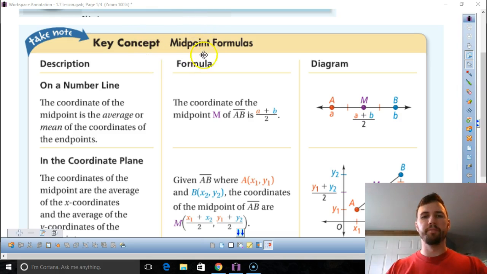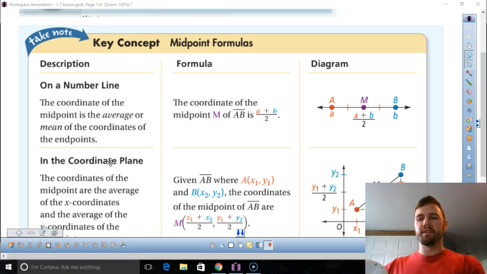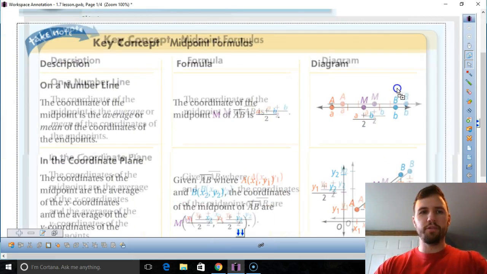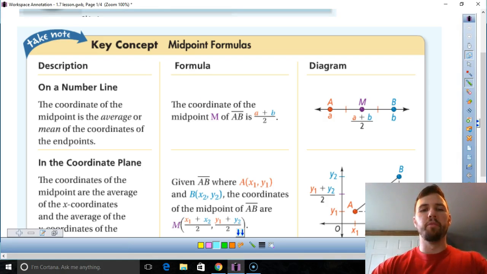First we're going to talk about midpoint. Now there's two different types of lines we're going to look at. One is just on a number line, where we just have a straight line across, and that's about it. We're going to look at a number line, and that one's pretty easy. The coordinate of the midpoint on a number line is just the average of the two numbers. A plus B divided by 2.